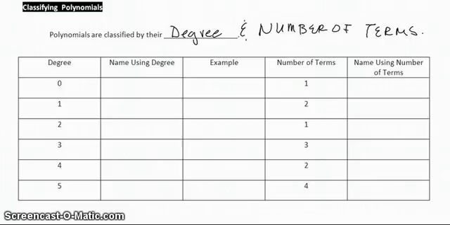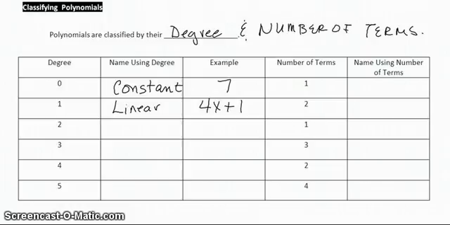So by degree and number of terms. So just using what we know about our degrees. With degree of 0, that is a constant. And an example could be 7. And if we have the degree of 1, that is a linear equation. And an example, 4x plus 1.